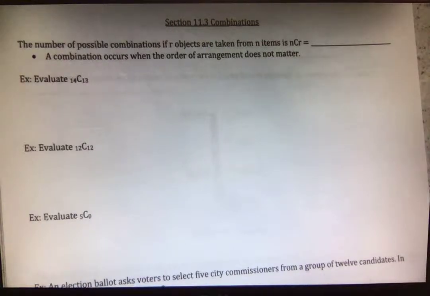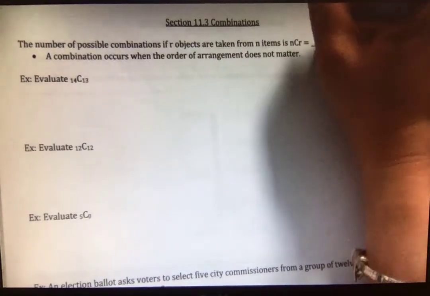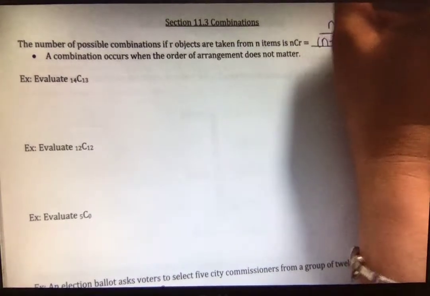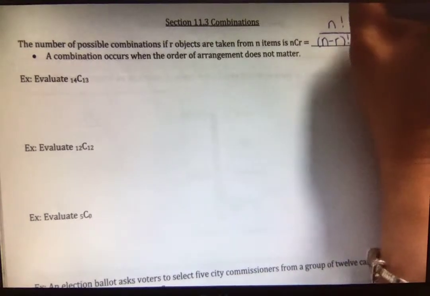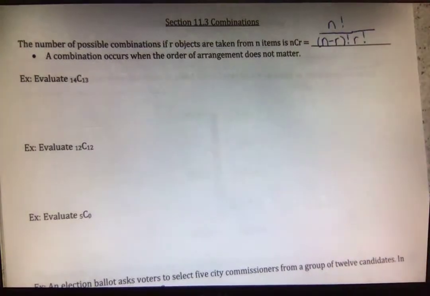All right, so section 11.3 is about combinations. The number of possible combinations if R items are taken from N items is N choose R, which is N factorial divided by N minus R factorial times R factorial. So N factorial divided by N minus R factorial times R factorial.